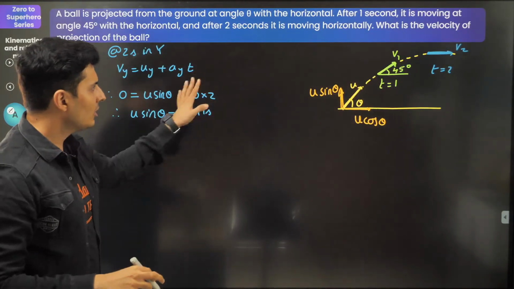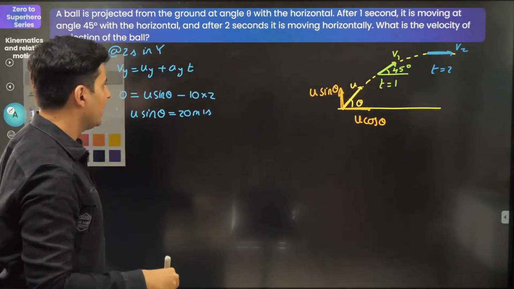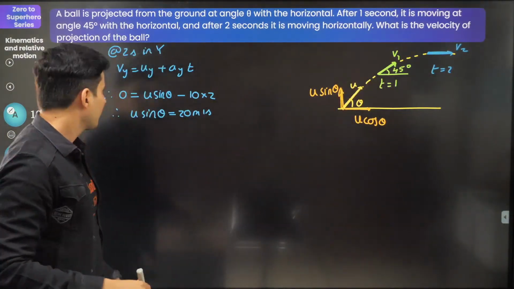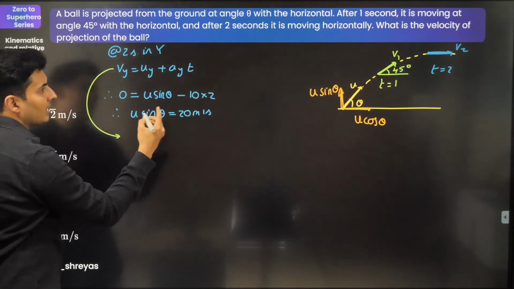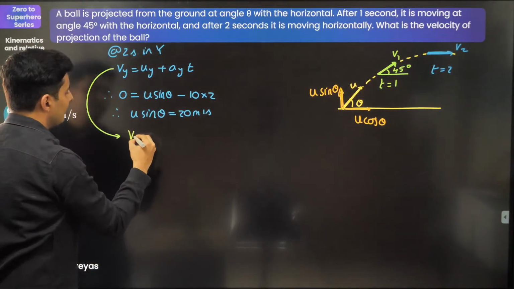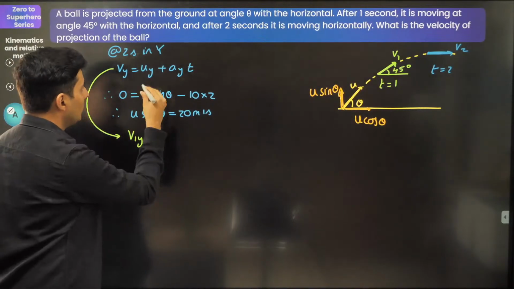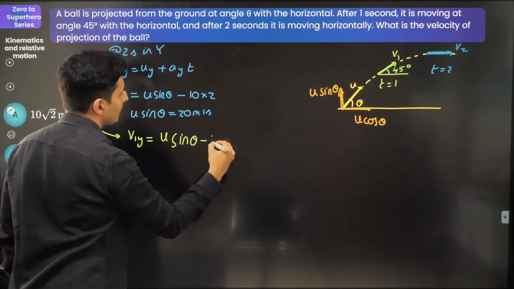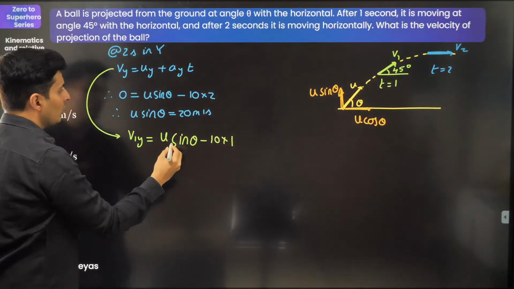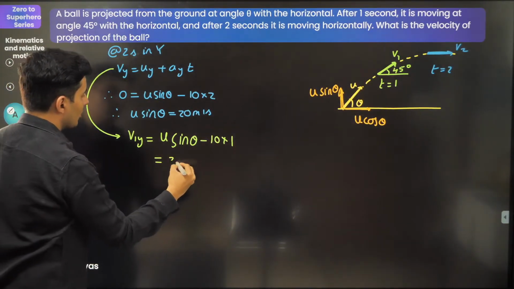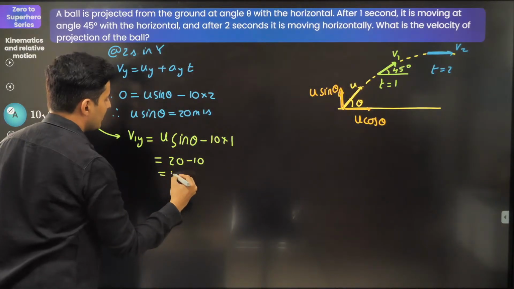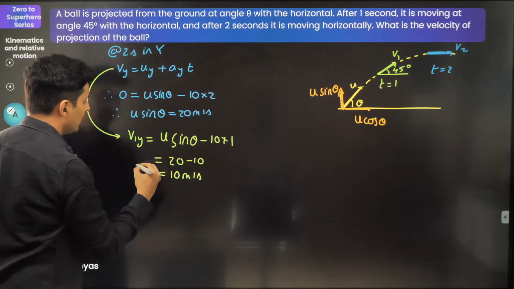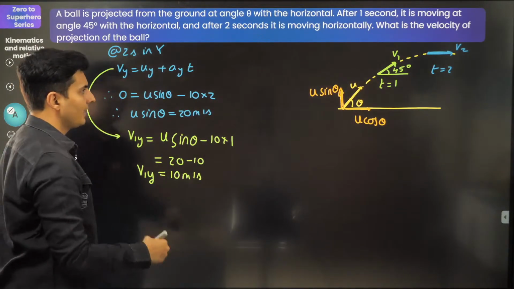Okay. Same logic will apply over here till 1 second. Same equation: v1y will be equal to uy, which is again u sin theta, minus 10 into 1. Now u sin theta is 20, so it will be 20 minus 10, which is just 10 meters per second. That's the velocity of 1 in the y direction.